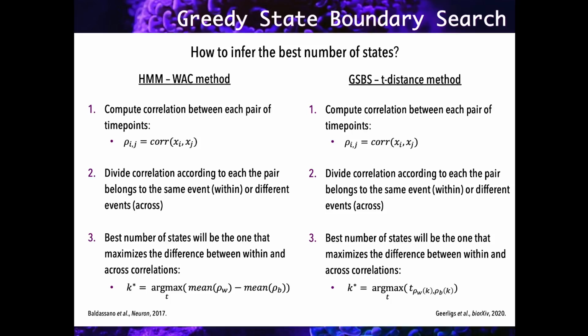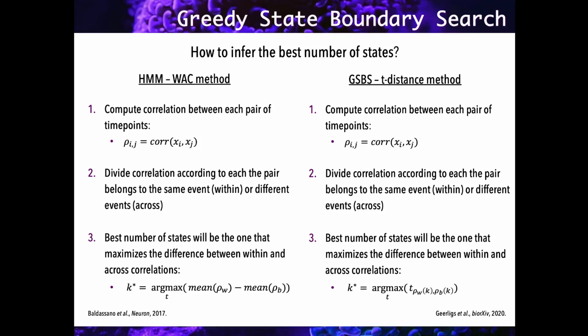So in the hidden Markov model case, and for example in the one that was applied at Baldassano et al., he applied a method called the within and across correlation method. And now on this new algorithm proposed by Geerligs et al., she applied a different method called the t-distance method. So I will explain to you a little bit both of the methods and explain why this t-distance method also seems to work better than the within and across method.